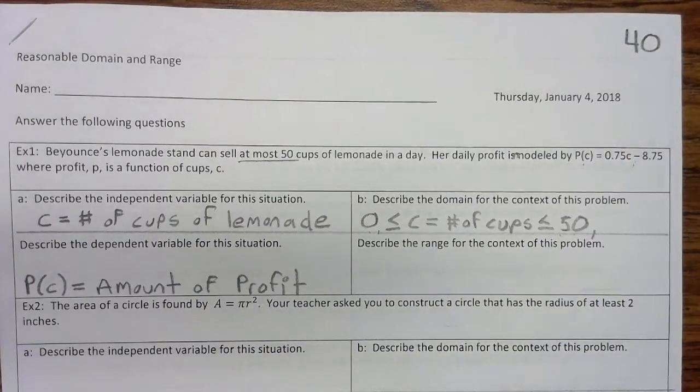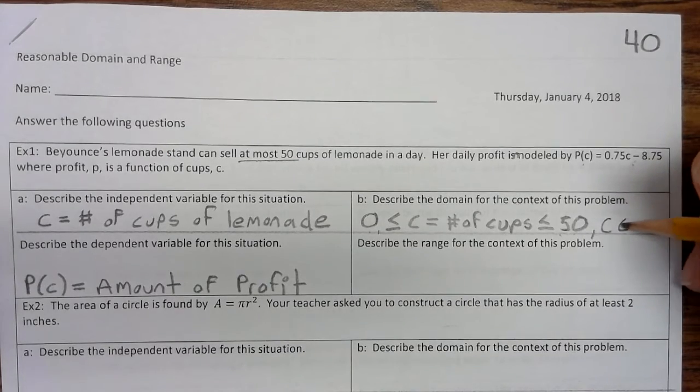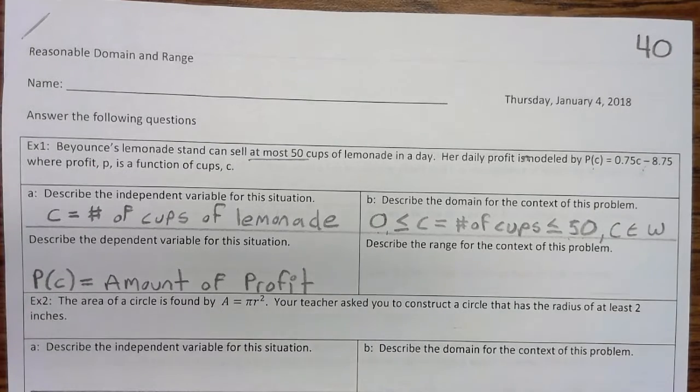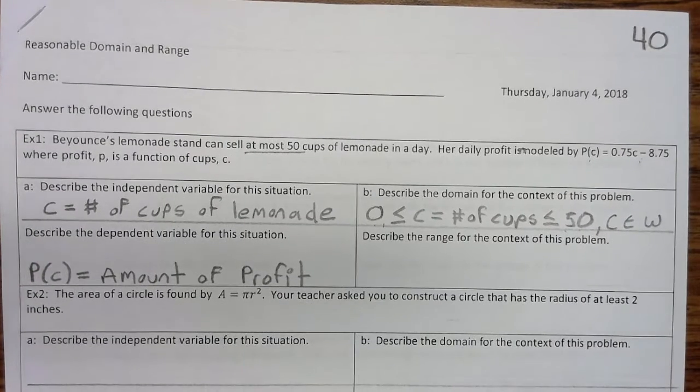Now you also have to state, though, that C is an element of the whole numbers, meaning cups can be 0, 1, 2, 3, 4, 5, 6, but no decimals or fractions. Okay. All right. Now describe the range.